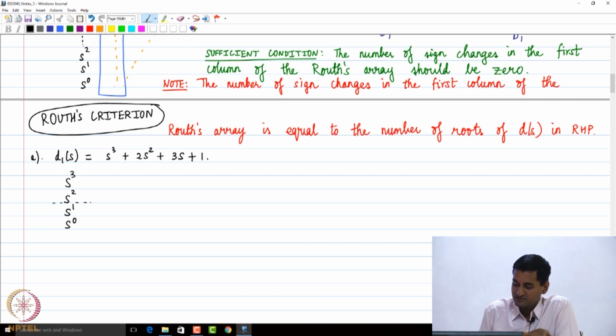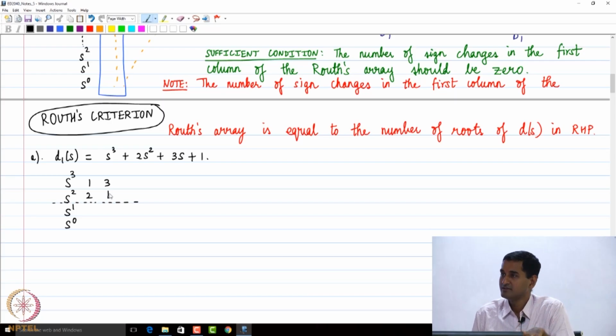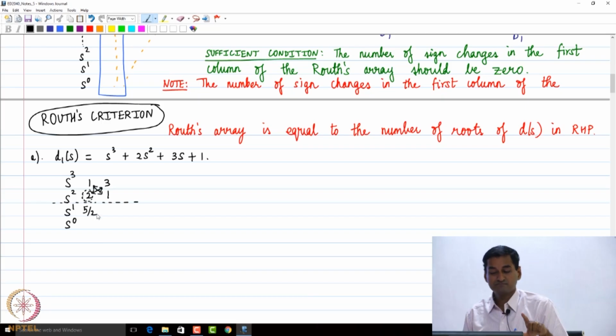Then I take the first two rows, and I start filling the coefficients. What are the coefficients? 1, 2, 3, 1. That's it. I have exhausted my coefficients. Now if I want to go to the s power 1 row, what do I do? I multiply 2 with 3, I get 6. I multiply 1 and 1, I get 1. So 6 minus 1 is going to be 5, and I divide 5 by 2. So I get 5 by 2.